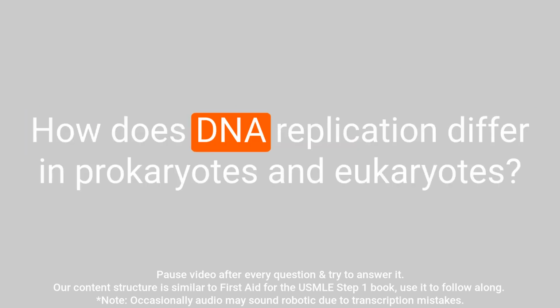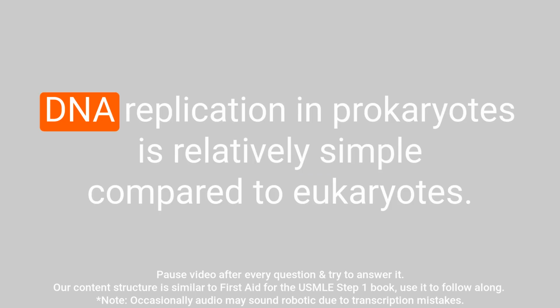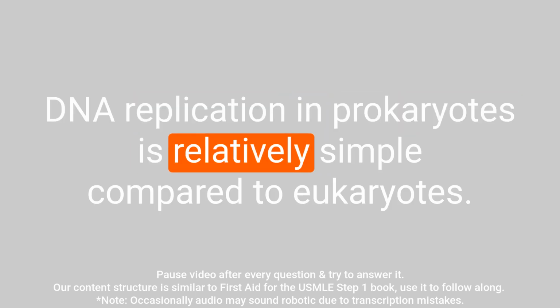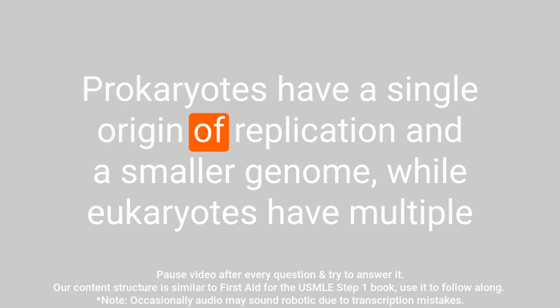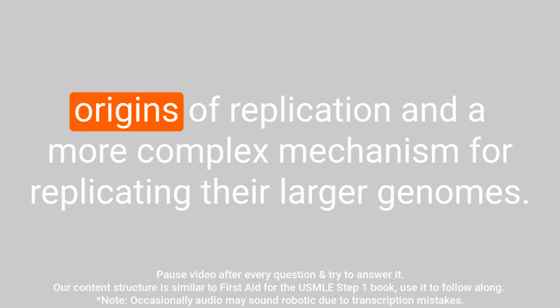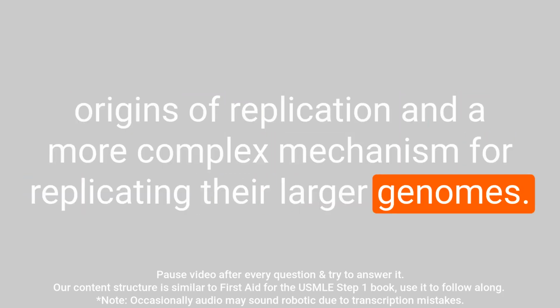Question: How does DNA replication differ in prokaryotes and eukaryotes? Answer: DNA replication in prokaryotes is relatively simple compared to eukaryotes. Prokaryotes have a single origin of replication and a smaller genome, while eukaryotes have multiple origins of replication and a more complex mechanism for replicating their larger genomes.